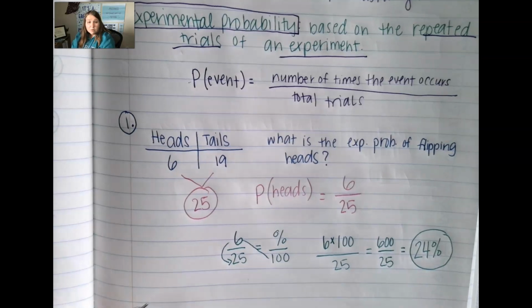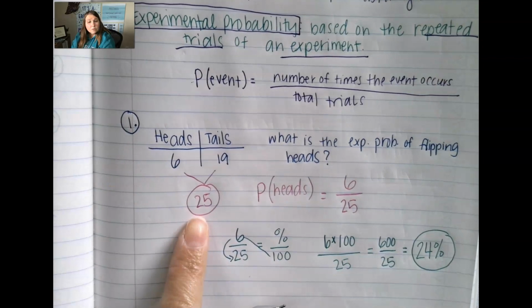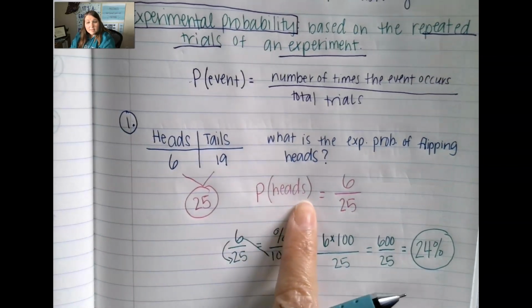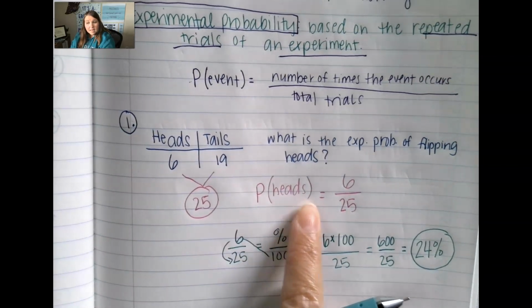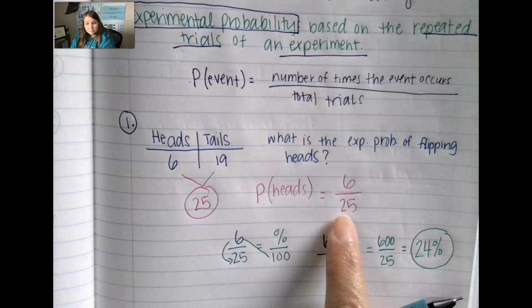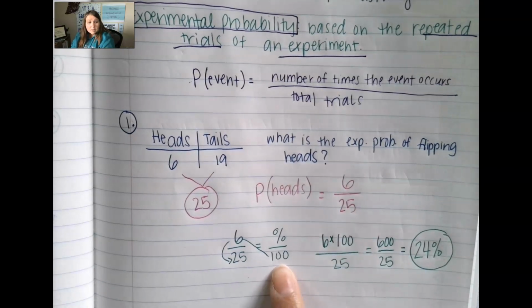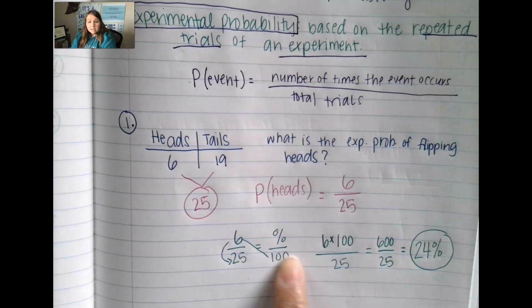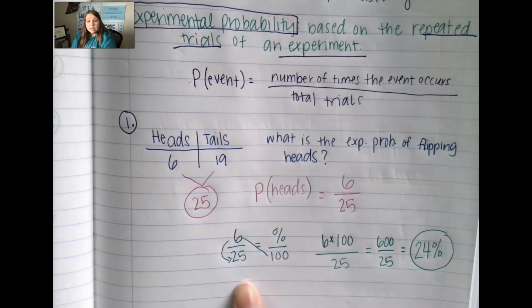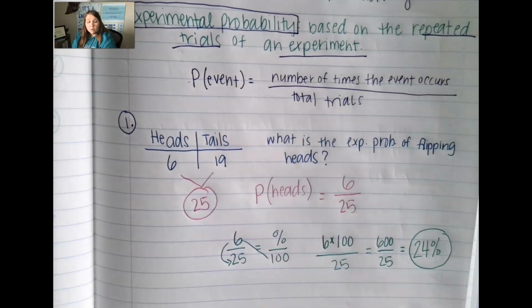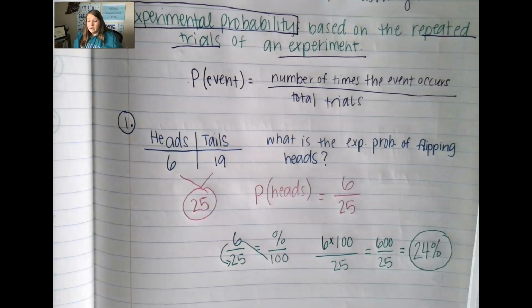So you just go through, figure out how many times you tried, what the experiment was, it's flipping heads, how many times did we do it? It's always going to be out of 100. So if we were to do this out of 100, we would get 24%. Okay, let's do another example.